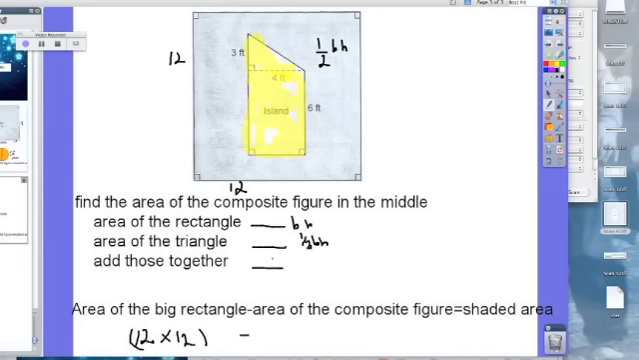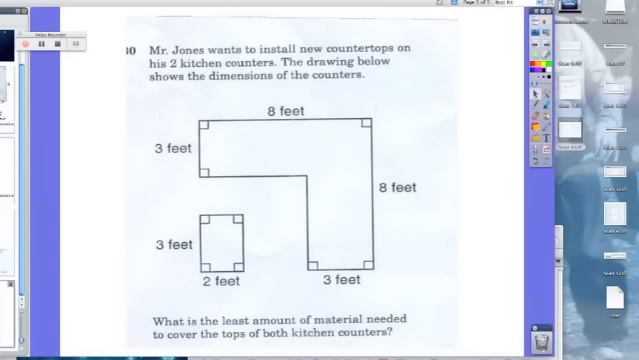I have to keep this under 10 minutes, so I'm going to go through this. Mr. Jones wants to install the new countertops on his 2 kitchen counters. The drawing below shows the dimensions. What is the least amount of material needed to cover the tops of both kitchen counters? So this is a kitchen counter, and this is a kitchen counter. This one's easy. All you got to do is find the area. Remember, areas, and so it's all of this. Y'all know what I'm trying to say, right?